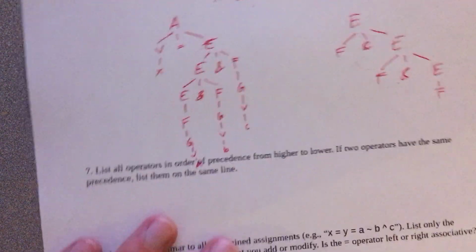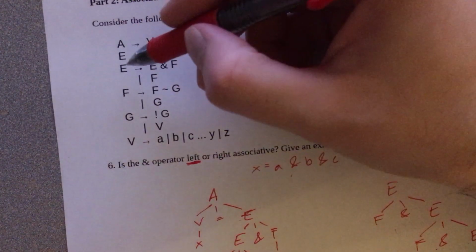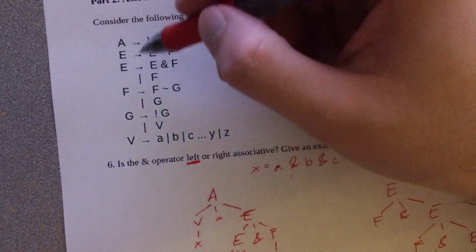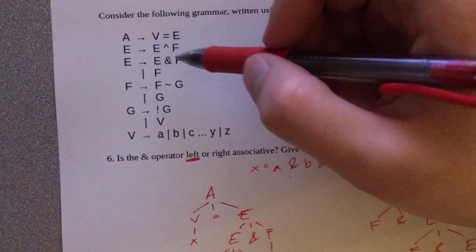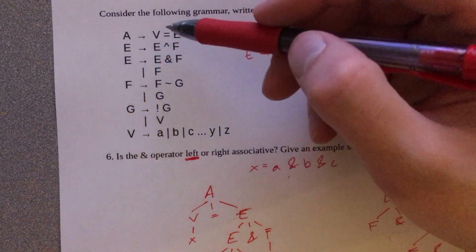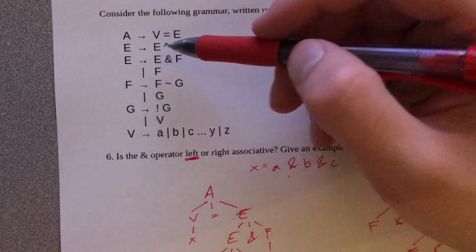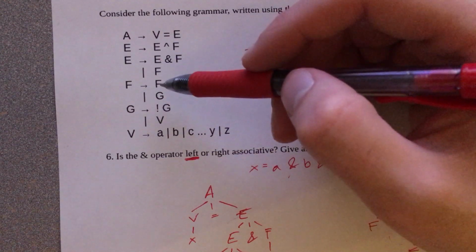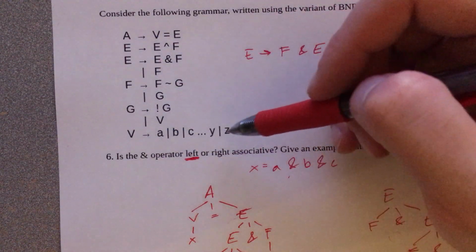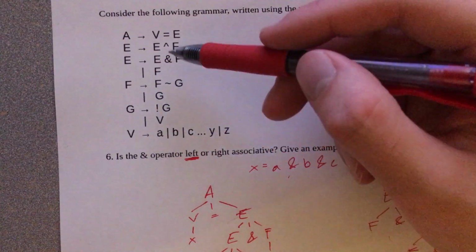Okay, so now we need to list all the operators in order of precedence from higher to lower. And this is where we need to observe that we have different levels of the grammar. And so, I refer you to the reading for exactly how all this works. But basically, up here, we start with an E, and then eventually we get down to an F, and then down to a G, and then down to a V, and then down to terminals. And so these represent different levels of precedence.